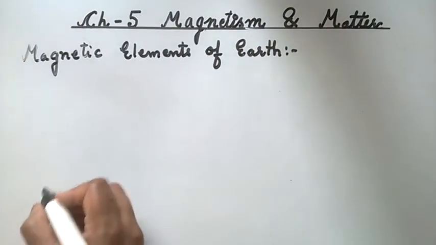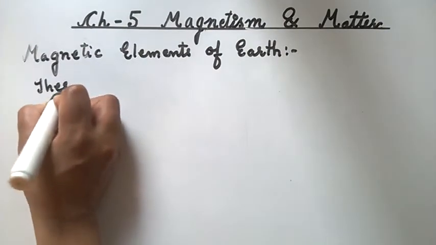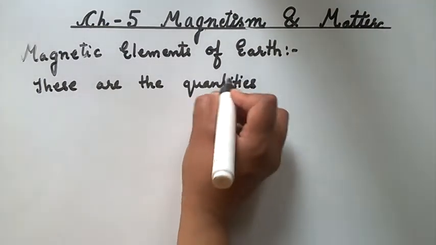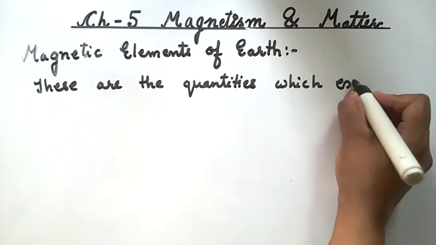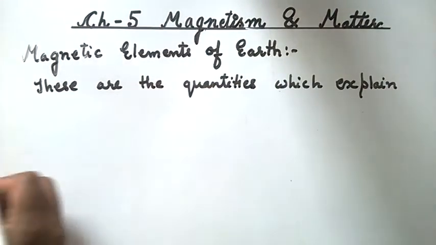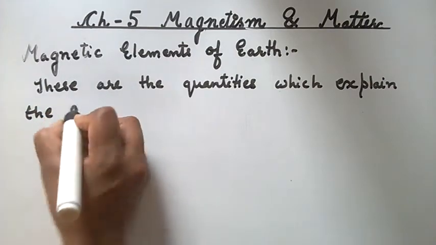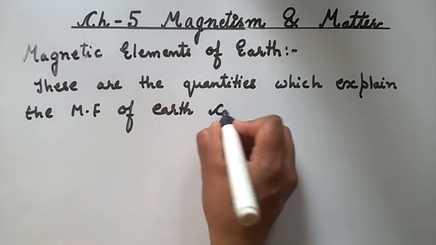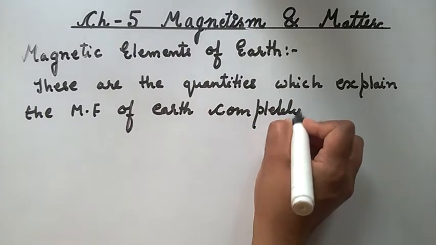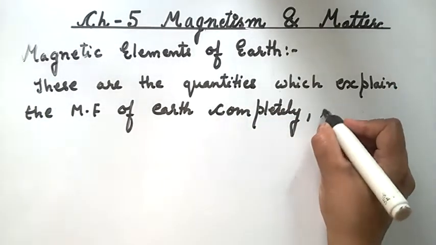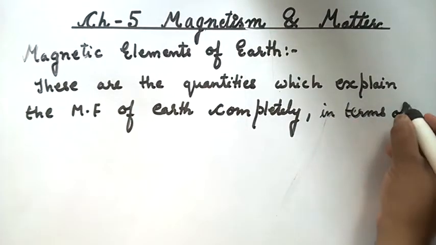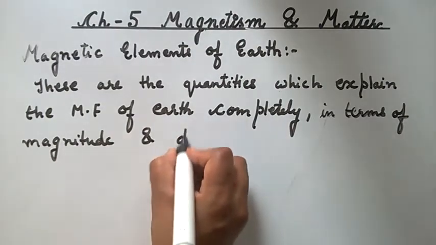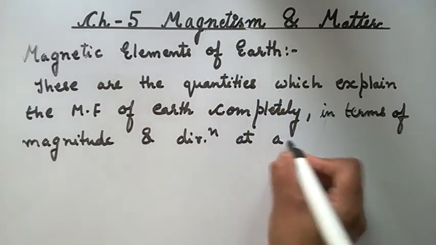There are three types of magnetic elements, and these are the quantities which explain the magnetic field of Earth completely in terms of magnitude and direction at a given place.